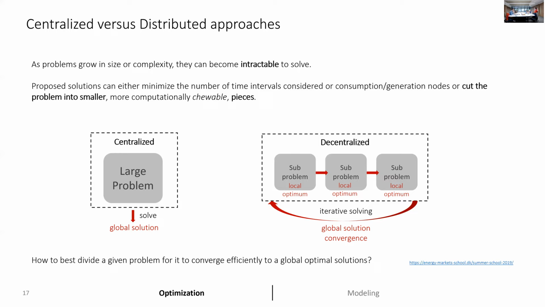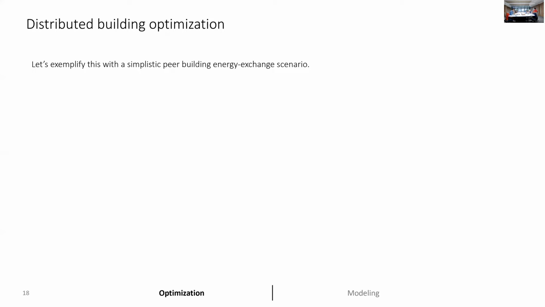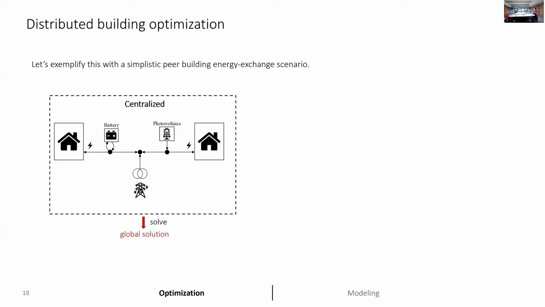Okay, so let's exemplify distributed optimization with a simplistic building-to-building energy exchange scenario. You have one building that has a battery. You have another building that has a PV panel. They both have energy demands, and they can both pull from the grid. But if they work together, let's say the PV produced at some point in time is too much for this house, then the battery can store it and that would benefit the whole system, right? So if we solve this as a centralized approach, well, great. The battery will indeed be used for the extra PV generated and we won't pull energy from the grid.